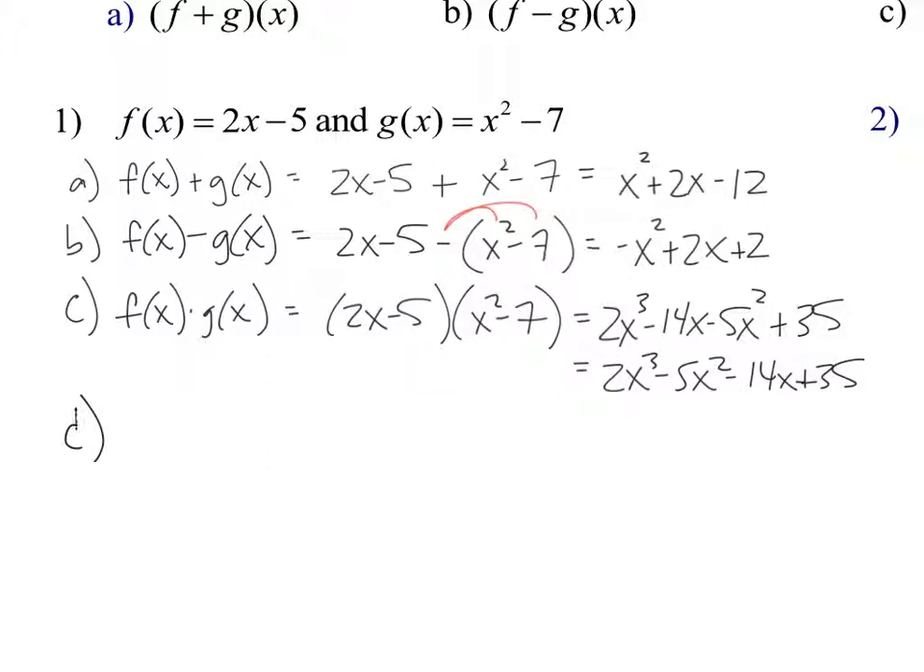And then D. Whoops, that's a D. Okay. We're doing f of x divided by g of x, which means my f of x is 2x minus 5. My g of x is x squared minus 7. There's nothing that factors, nothing that cancels here, so that's actually the easiest one of all. When you divide, you just write the 2x minus 5 over the x squared minus 7, and that is it.